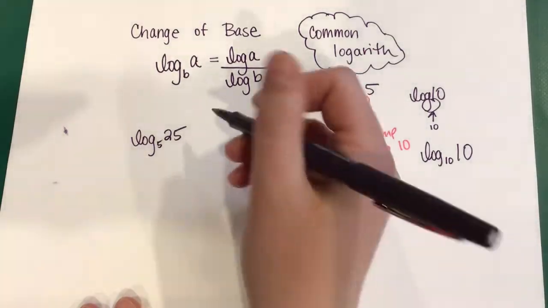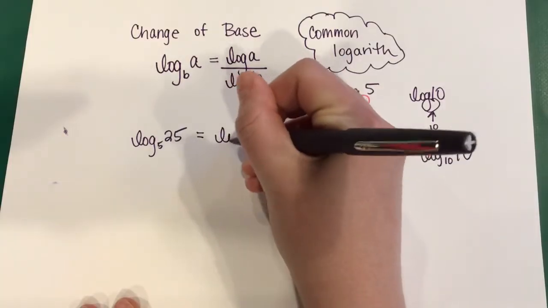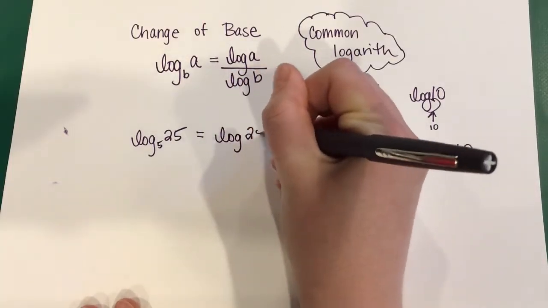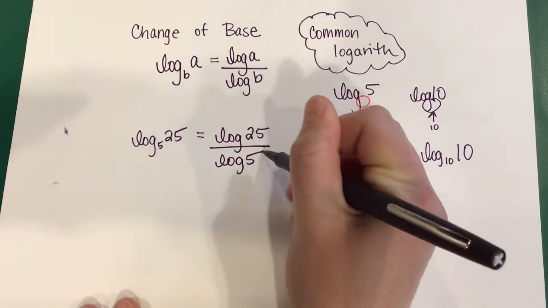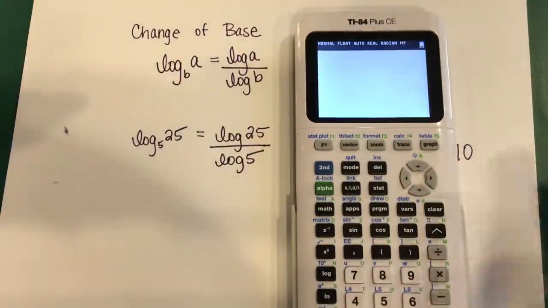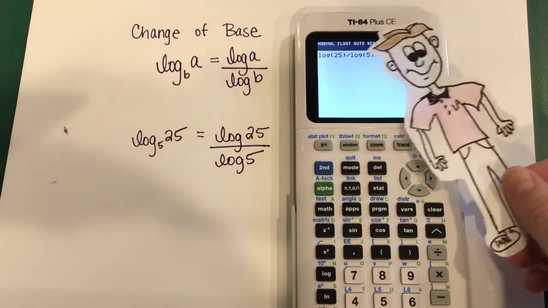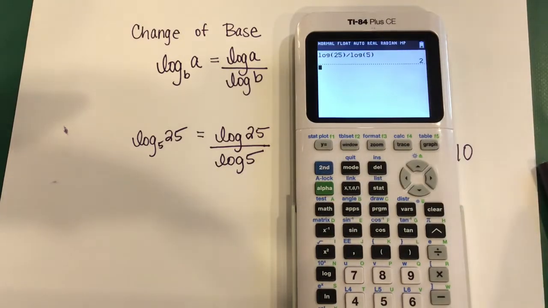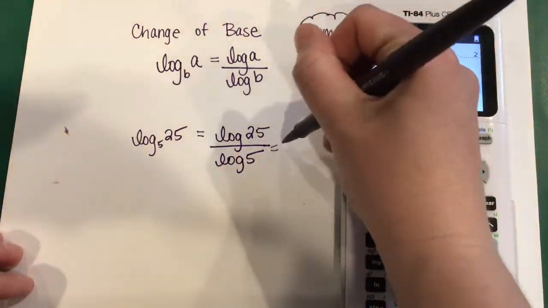Now, if I want to try this in my calculator, what I can do is I could do log of 25 over log of 5. So, let's check this out. Log of 25 divided by log of 5. I don't need a calculator. I know what it is. It's 2! You were right. So, we know that this is going to equal 2.